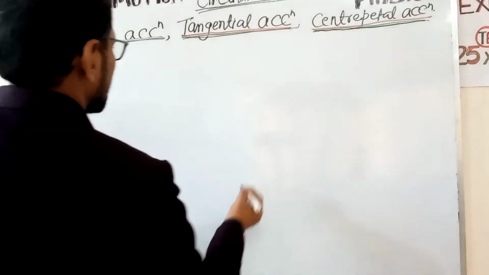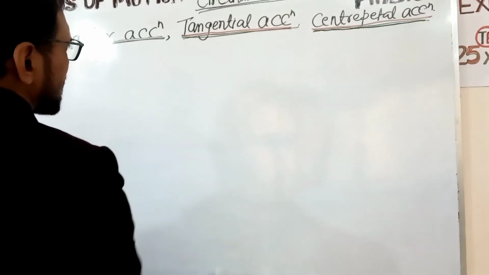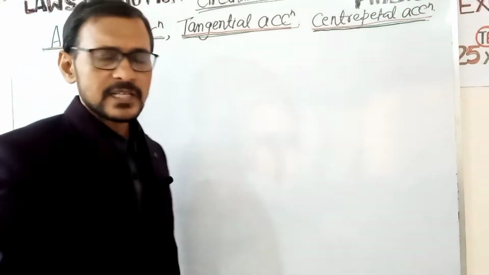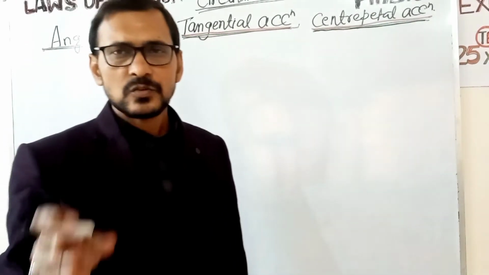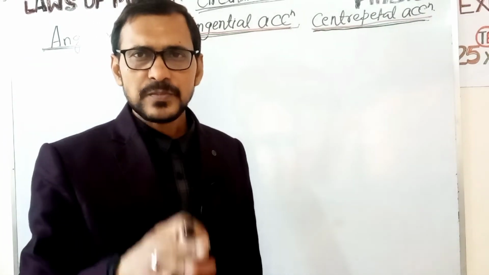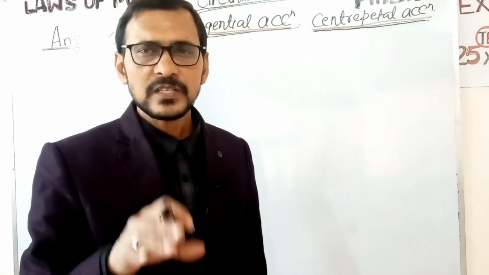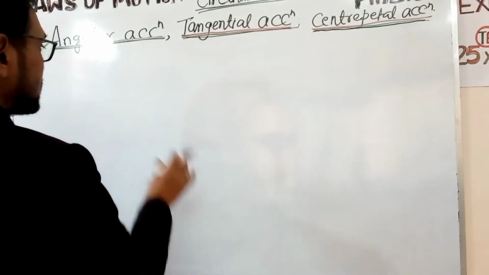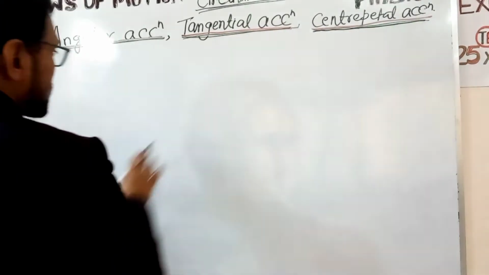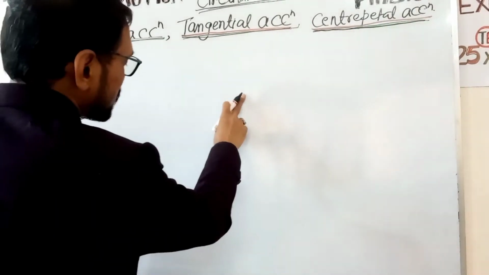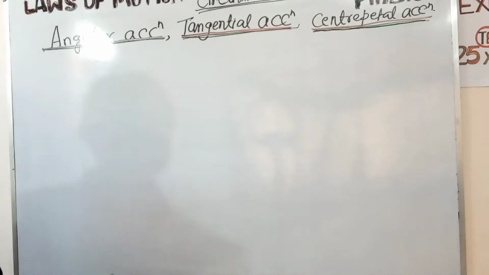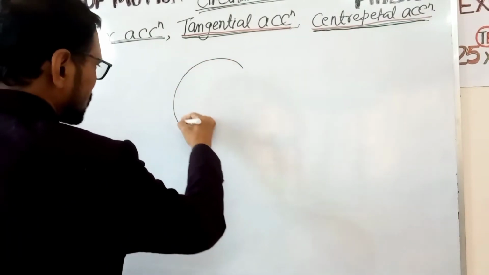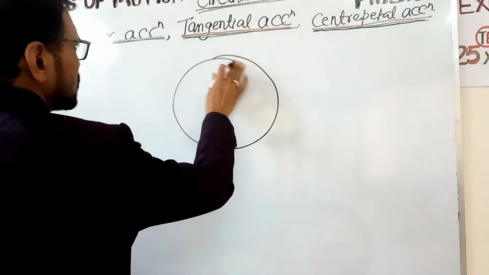First, I will discuss the general condition, that is, when a particle or a body rotates in a circular path, it may be uniform or non-uniform. First I consider the general condition, then I will discuss the special conditions, that is, uniform circular motion and non-uniform circular motion. Now suppose a particle rotates in a circular path.